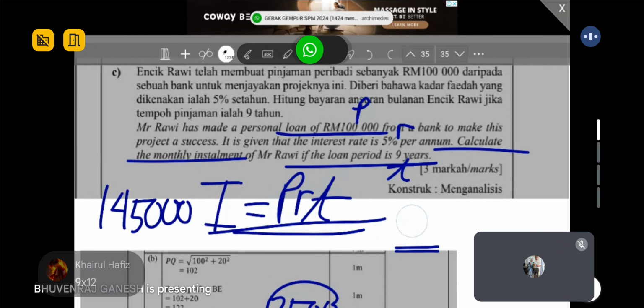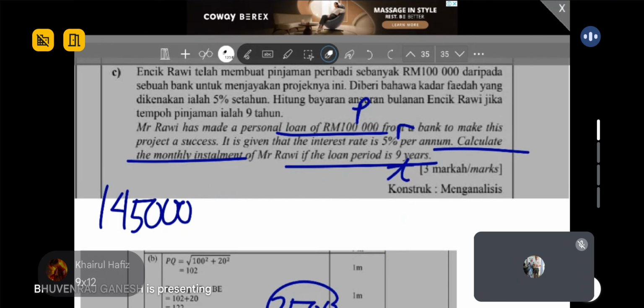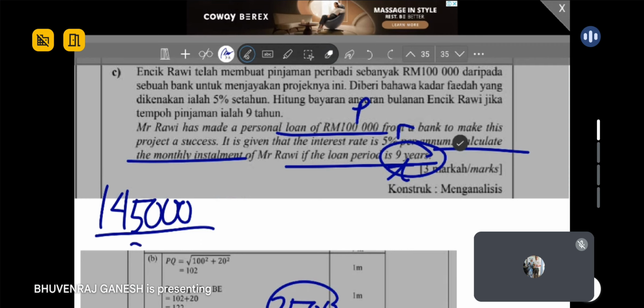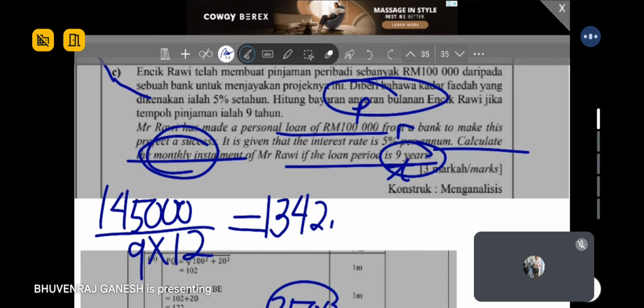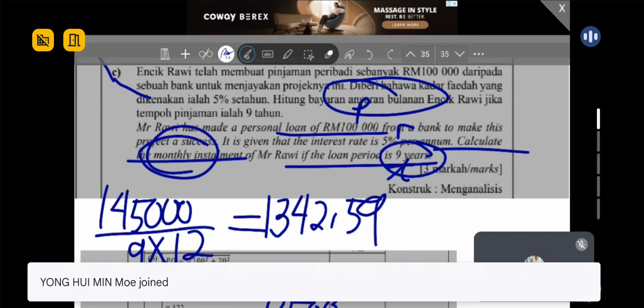So anyone, what should I do now? Kena buat apa? Very good. Bahagi dengan masa kamu lah. But take note guys, you cannot divide by 9 saja. Because they ask you monthly. Mereka tanya bulanan, monthly. So means that you need to convert year to months. Tukar tahun ke bulan. Alright, so then you press calculator. So jawapan dia kamu akan dapat, you will get this one as final answer.